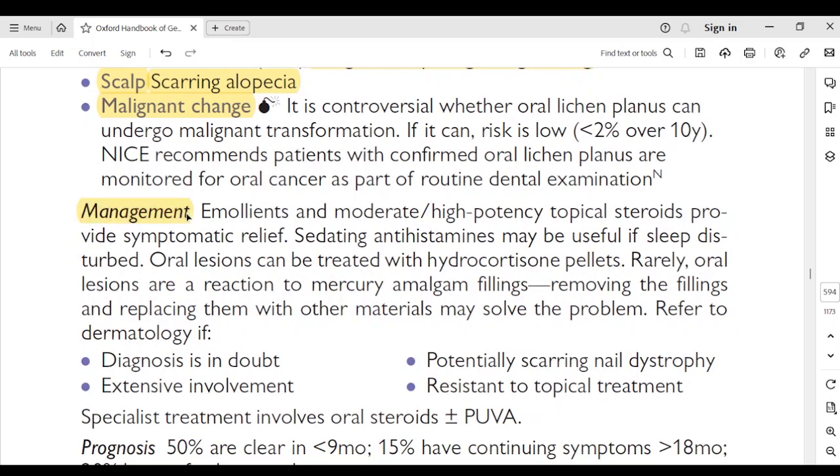Management: emollients and moderate to high potency topical steroids provide symptomatic relief. Sedating antihistamines may be useful if sleep is disturbed. Oral lesions can be treated with hydrocortisone pellets. Okay, so sedative antihistamines for pruritus and oral lesions treated with hydrocortisone pellets. Rarely, oral lesions are a reaction to mercury amalgam fillings. Removing the fillings and replacing them with other materials may solve the problem.